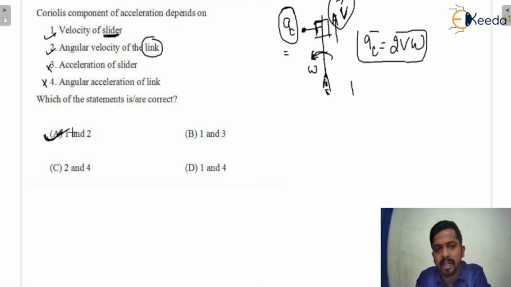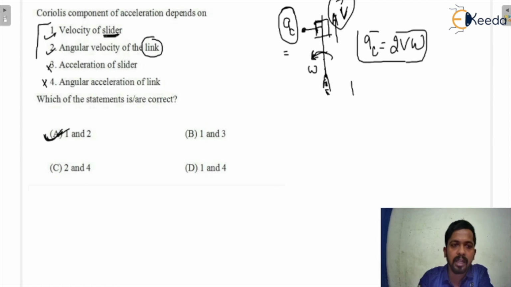Don't try to learn statements like velocity of the slider, angular velocity of the link. It is not to be learned. There is no need to learn these statements. Just focus on this formula and you will be able to solve the question, whether it is of theoretical type or numerical type.